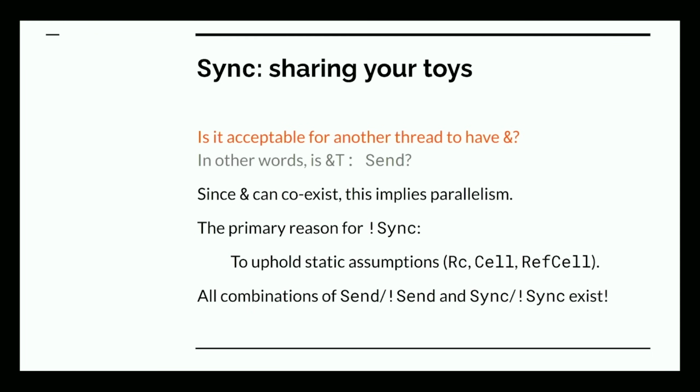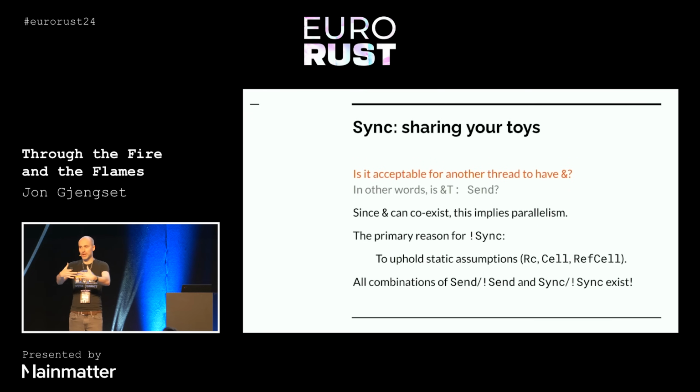Sync is very closely related to Send, so it's worth talking about in the same part of the talk. Sync is about sharing your toys. So where Send was about, can you give away a mutable reference to your type, Sync is about whether you can give away an immutable, a shared reference to your type. And it actually does work this way in practice, that a type T is Sync if a reference to the type is Send. That is the connection between Send and Sync. And because Sync allows references to a thing to coexist on multiple threads, this is one of the primary ways in Rust that you get parallelism, is that you allow multiple threads to access the same thing and thus cooperate on their work on that thing.